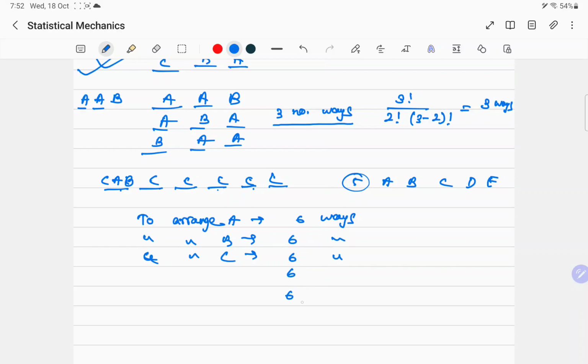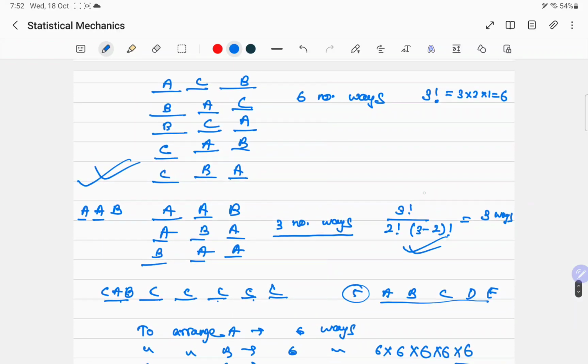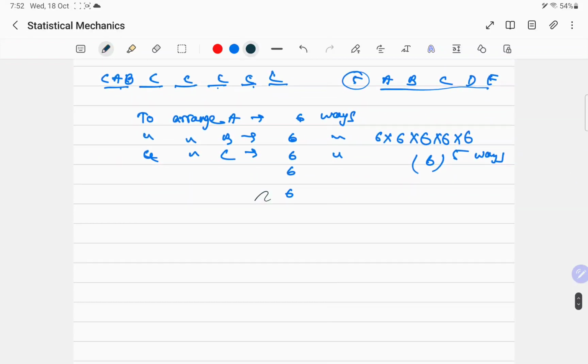So how many total ways are there to arrange these 5 particles? That is 6 into 6 into 6 into 6 into 6. That means I have 6 to the power 5 ways to arrange these 5 particles in these 6 energy states when the particles are non-interacting. These two concepts, the repetition and this one, mathematically we know as 3C2. 3C2 means 3 factorial by 2 factorial into (3 minus 2) factorial, right? So I will apply these two concepts while discussing the Maxwell Boltzmann distribution function.